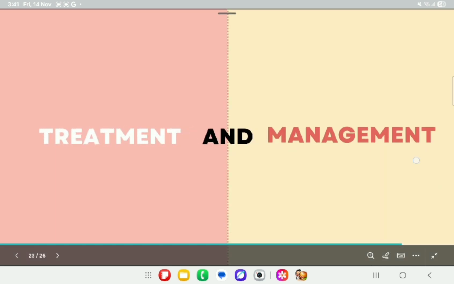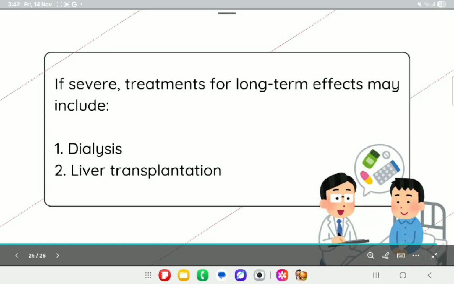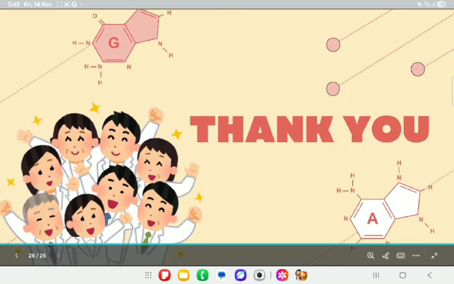Treatment and management. This can be managed through a low-protein diet and taking amino acid supplements like 1. Glutamic acid, 2. Arginine, 3. Citrulline. If severe, treatments for long-term effects may include 1. Dialysis, 2. Liver transplantation. So that is for hyperammonemia type 1.